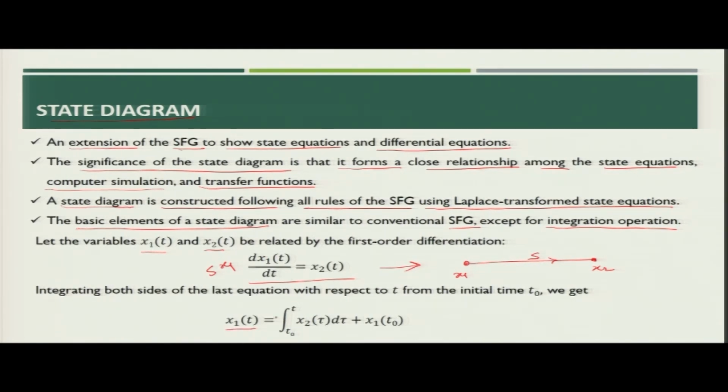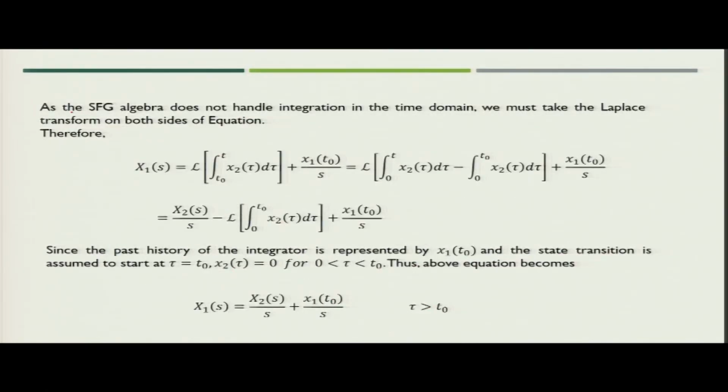We can write x1(t) is equal to the integration ranging from t naught to t of x2(tau) d tau plus x1(t naught). So, this is basically the initial condition which we have taken at time t is equal to t naught. Now, if you take the Laplace transform, as we know that signal flow graph algebra does not handle integration in time domain. So, what we have to do? We have to take the Laplace transform on both sides.